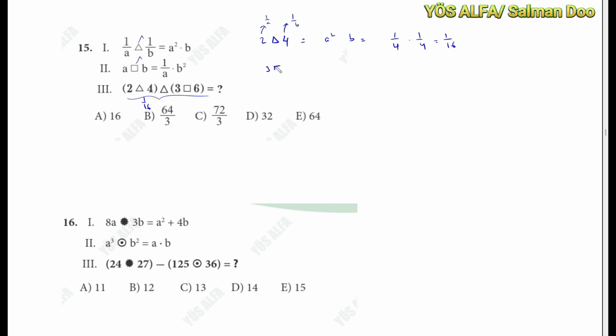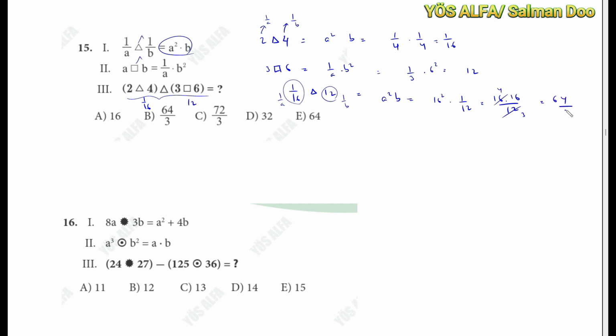For the second one, 3 square 6. So we're going to follow the square operation. It's 1 over a times b squared. Since a is 3 and b is 6, 36 over 3. So it's 12. So our final operation is 1 over 16 triangle 12. Since we're going to get back to the triangle operation, this is 1 over a and that's 1 over b. So a is 16 and b is 1 over 12. 4 times 3, 4 times 4. So our answer is 64 over 3.